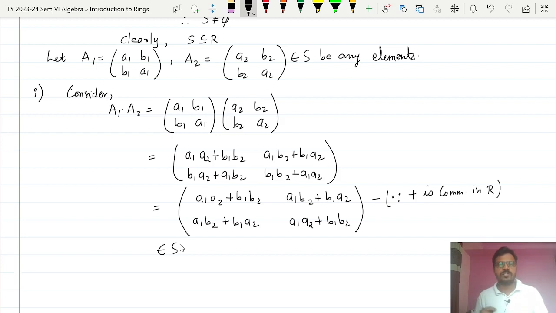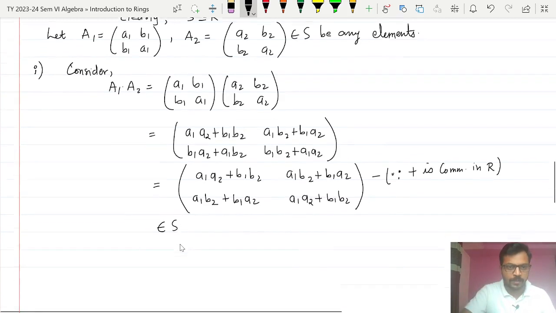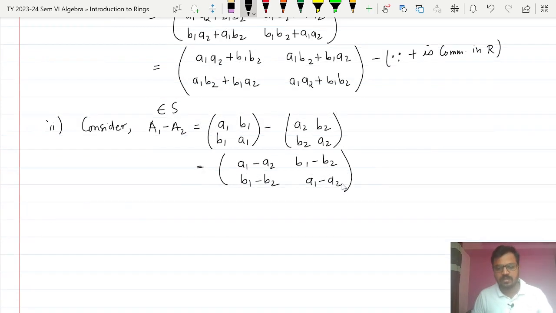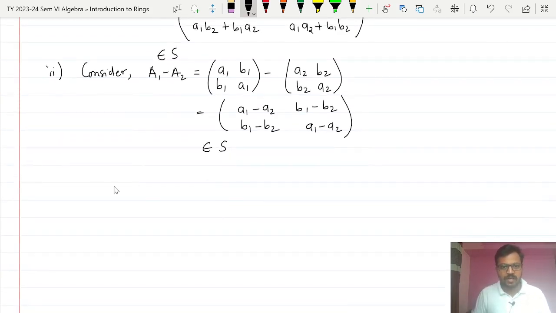Now moving towards the next property, that is we will now consider A1 minus A2, and this property is satisfied. If this property is satisfied, then we can definitely conclude that this S is a subring of R. So this is very straightforward and simple. These two elements are equal, these two elements are equal, therefore it belongs to S. So both the properties are true. A1 A2 also belongs to S and A1 minus A2 also belongs to S. Thus we have concluded that this S is a subring of R.